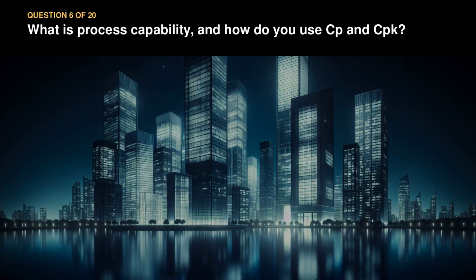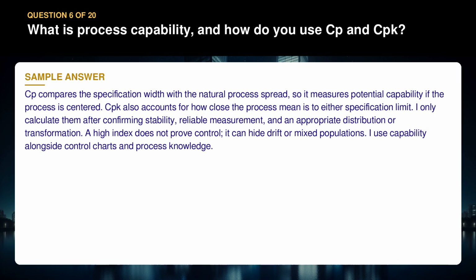Question 6. What is process capability, and how do you use Cp and Cpk? Cp compares the specification width with the natural process spread, so it measures potential capability if the process is centered. Cpk also accounts for how close the process mean is to either specification limit. I only calculate them after confirming stability, reliable measurement, and an appropriate distribution or transformation. A high index does not prove control, it can hide drift or mixed populations.